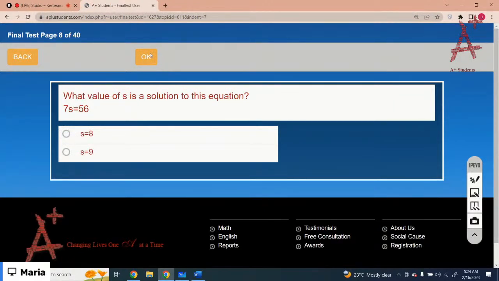Okay, the next one is 7s equals 56. So you have to calculate the value of s. So what is the value of s? 7 times what number is 56? 7 times 8 is 56. So the correct option is s equals 8.